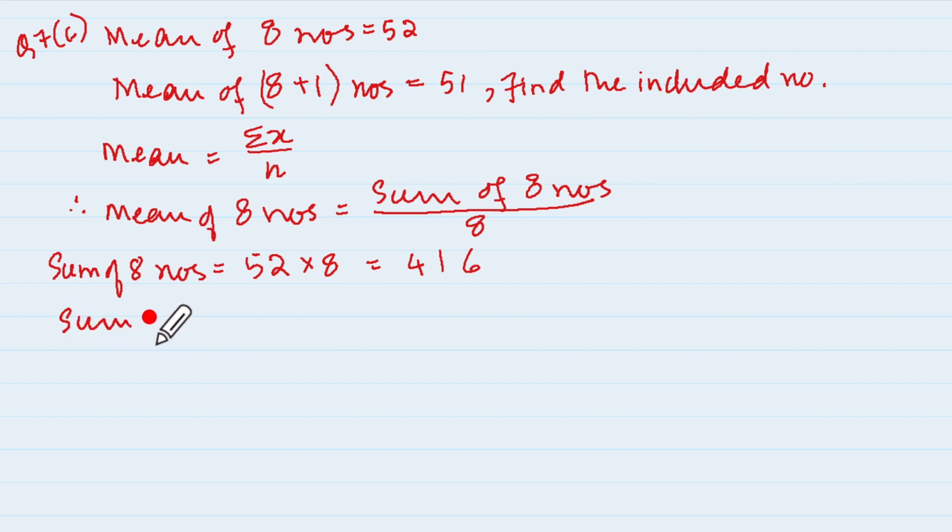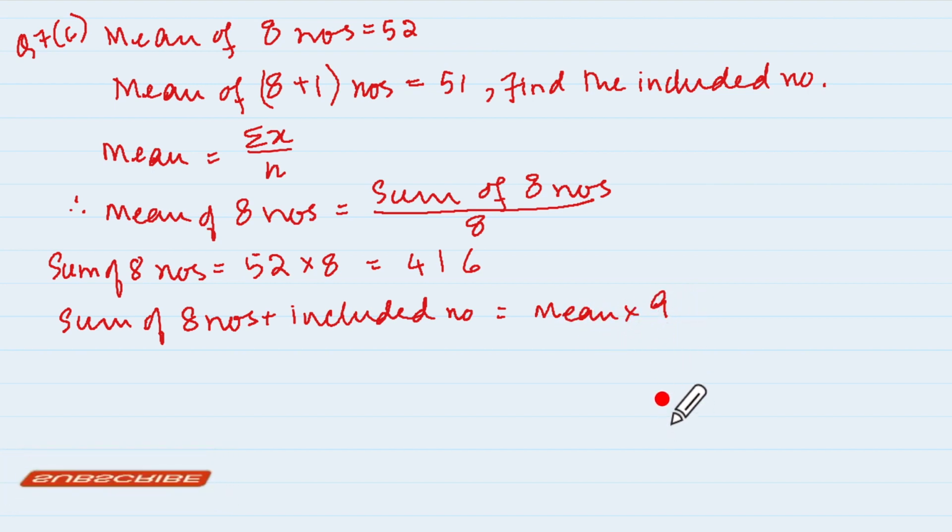So the sum of 8 numbers plus the included number is going to be equal to its mean multiplied by 9, because one more number is added, so now the total has become 9. Using the same formula, mean is equal to sigma x upon n. So mean now is 51, and this will be the sum of 9 numbers upon 9. So the sum of 9 numbers will be these two multiplied. That's what we have written, mean multiplied by 9.